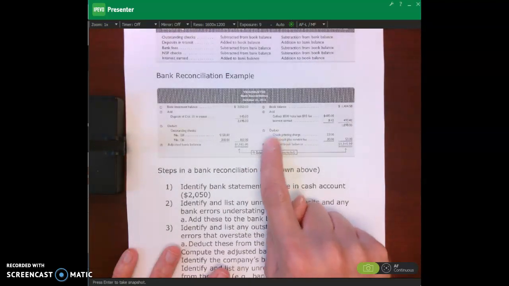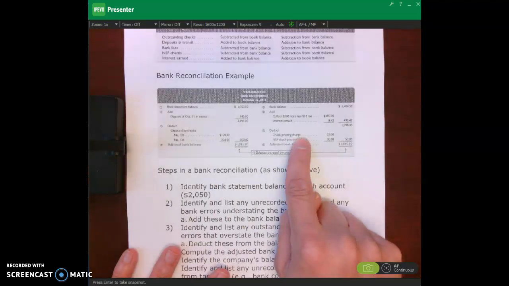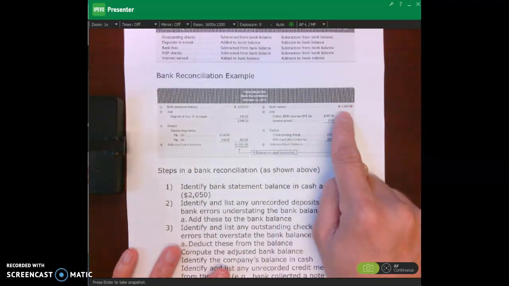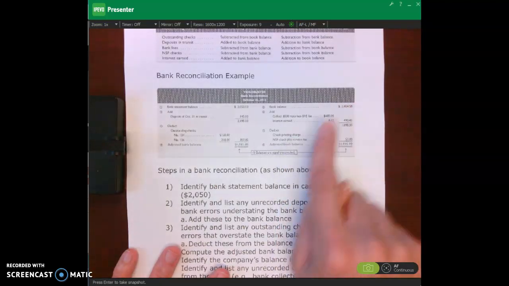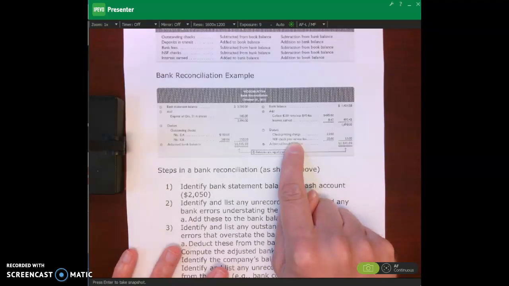And then we can deduct our check printing charge. We have not recorded that yet, so that's not yet recorded in our book balance. So we would deduct that. And then we also have a non-sufficient funds charge. One of our customers paid us with a check and they didn't have enough money in their bank account.